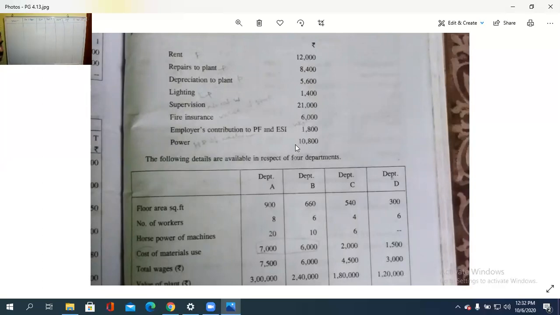So, firstly, rent. Rent on what basis? Floor area. Isn't it? Floor area. What is that? 900 is to 660 is to 540 is to 300. Isn't it?